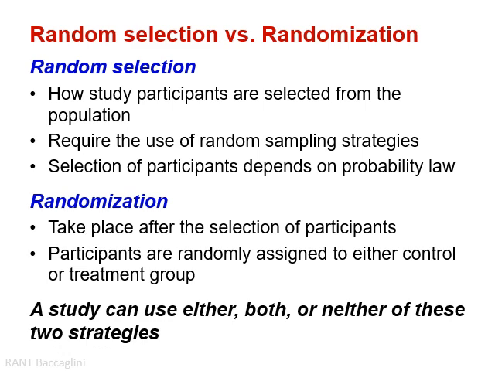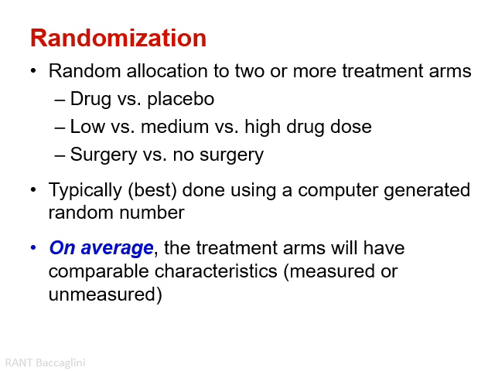And so your participants might be simply a convenient sample, maybe some patients from the hospital. So that is not a random sample. However, you can still use randomization on that sample. So randomization is the random allocation to 2 or more treatment arms. It could be drug versus placebo, that's the more typical, but you could also have a low, medium, and high dose. So here you see there is no drug or no treatment. And then you can also compare surgery versus no surgery.